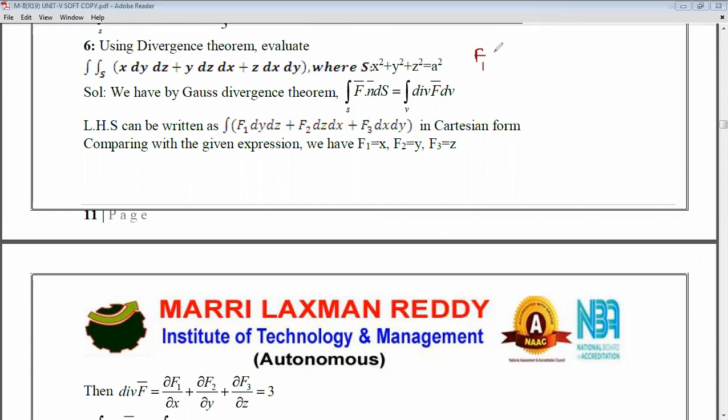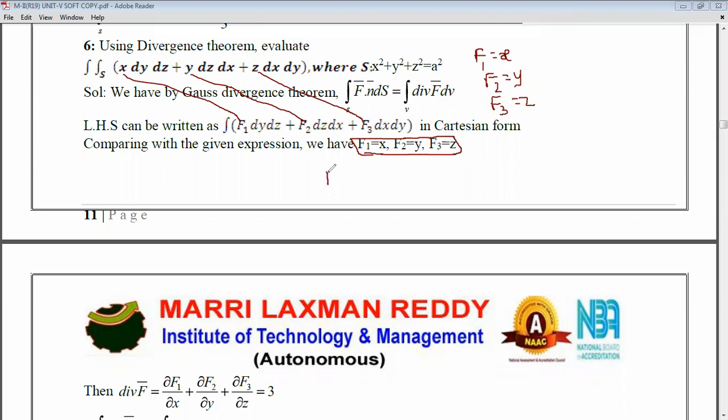Here F1 is nothing but what? F1 is nothing but x, and F2 is nothing but y, and F3 is nothing but z, right? So that is what they wrote here. So the LHS can be written as integral F1 dy dz plus F2 dz dx plus F3 dx dy. Here we are just comparing this one with the given one. If you compare, this is F1, this is F2, and this is F3. So that's why we wrote F1 is equal to x, F2 is equal to y, and F3 is equal to z.